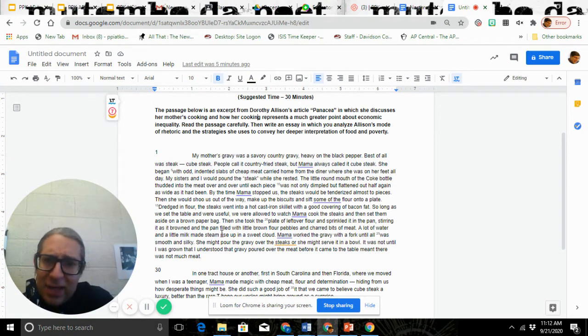I notice a lot of words that she's using to bring out that nostalgia and also the personality of it, right? "But Mama always called it cube steak. By the time Mama stopped us, the steaks would be tenderized almost to pieces. Then she would shoo us out of the way." But notice that informal tone that invokes a familiarity with all of this, which is definitely going to be fairly important to reading this.